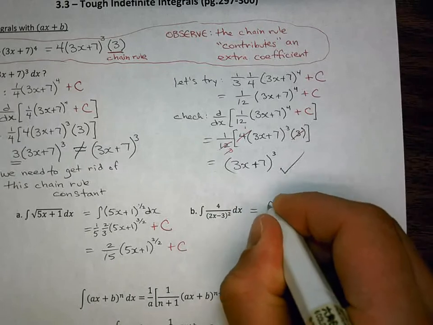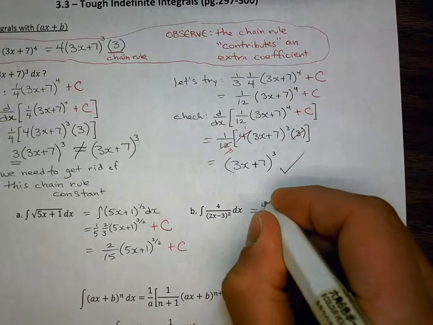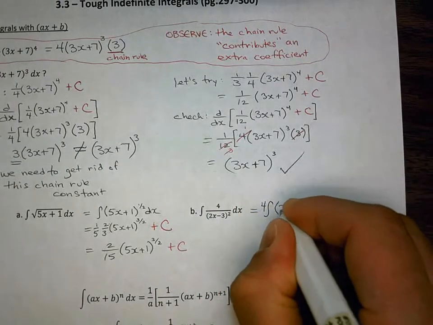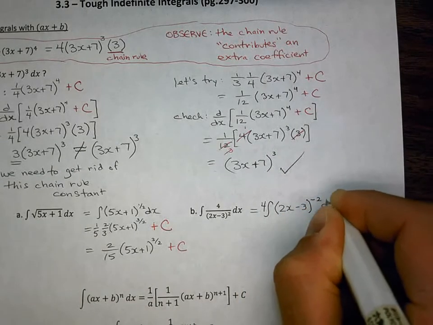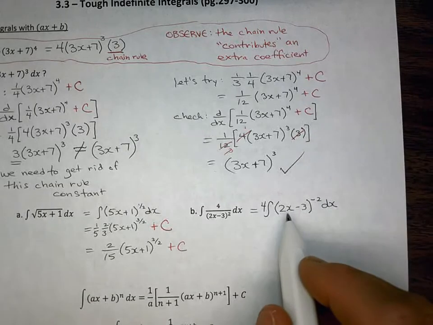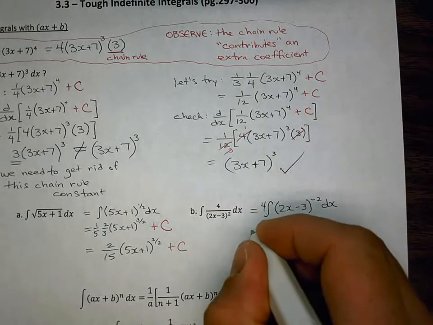Well, let's rewrite it into something that makes more sense. The 4 can come right out. I don't really care about it because it's just a constant. So the integral of (2x minus 3) to the minus 2 dx. Okay, this is chain rule. This is a function within a function. So let's figure it out.